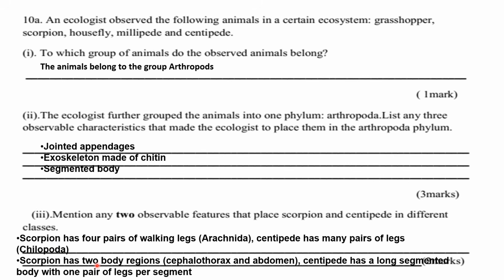Scorpion has 2 body regions, which classifies it as a cephalothorax and abdomen. Centipede, on the other hand, has a long segmented body with 1 pair of legs per segment. So much for this question. This is a Form 3 topic called living organisms.